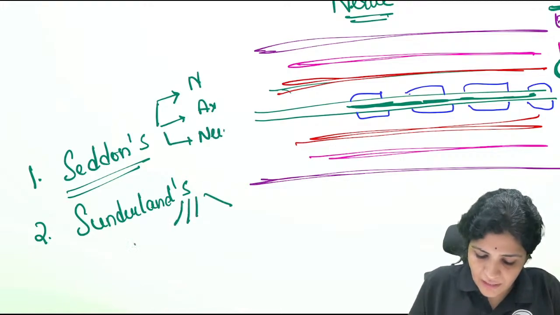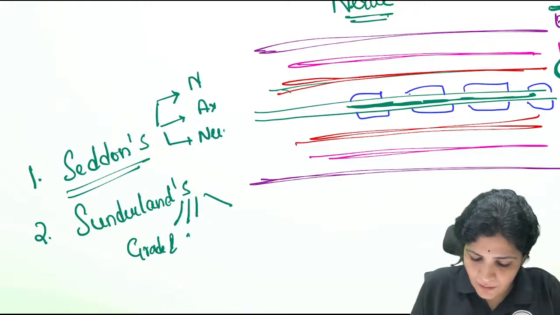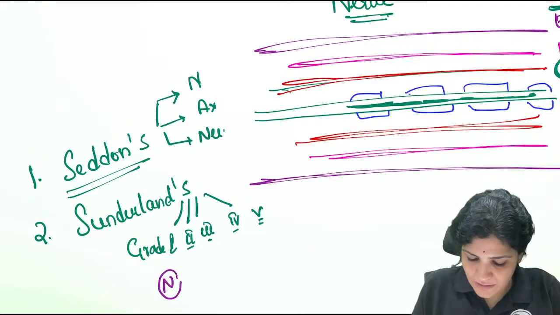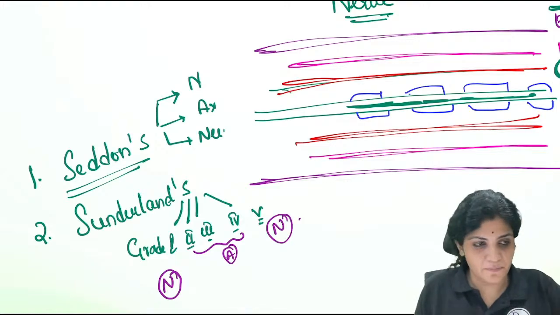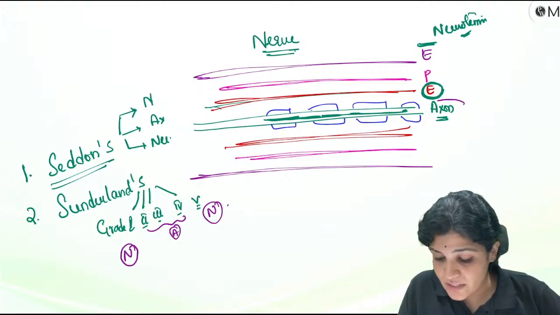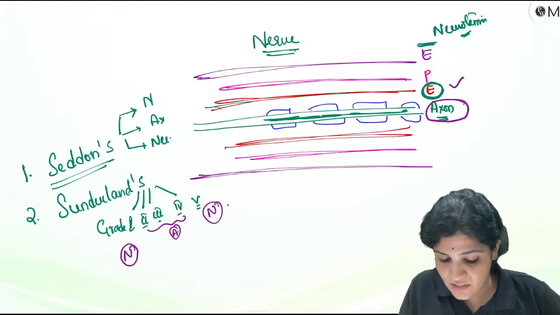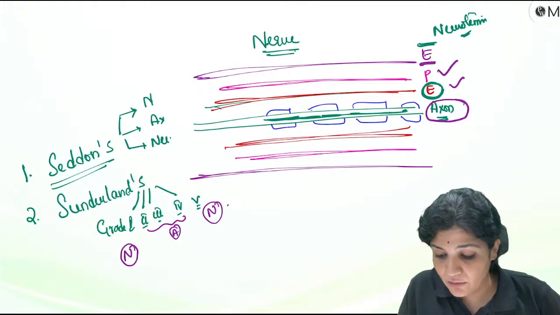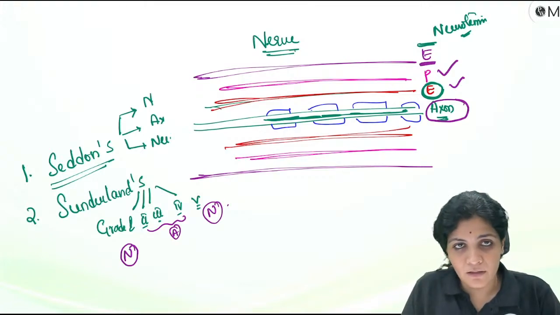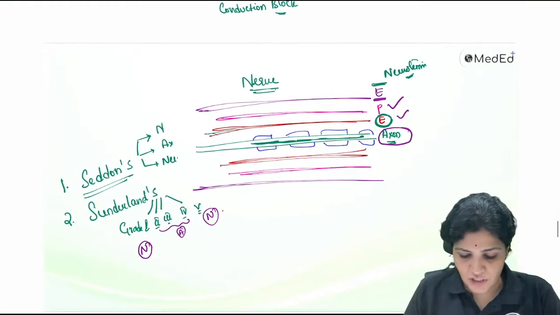Sunderland's has divided it into grades: grade 1, 2, 3, 4 and 5. Grade 1 correlates with neuropraxia. Grades 2, 3 and 4 are axonotmesis and the fifth one is neurotmesis. These 2, 3 and 4 are based upon the layers. If the axon is disturbed, it is grade 2. If the endoneurium is disturbed, it is grade 3. If perineurium is lost, it is grade 4. And if epineurium, that is complete damage, then grade 5. Is that clear? So this is Seddon's and Sunderland's classification of nerve injuries.